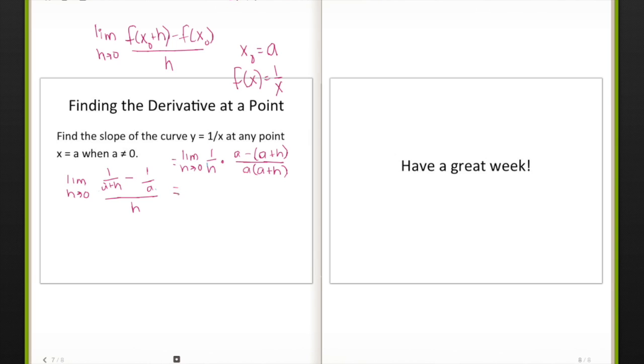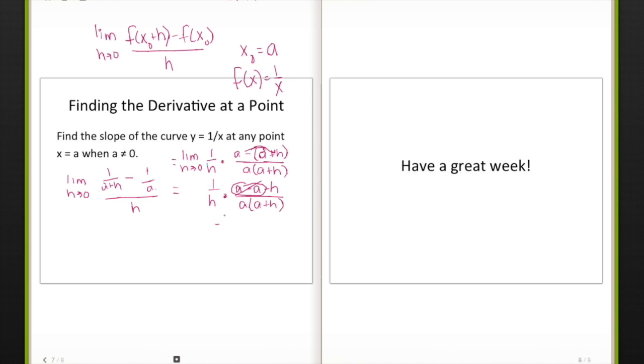Now we're going to start trying to simplify this further and get to a place where we'll be able to plug in that h approaches 0. First, we need to distribute that negative sign. The first fraction does not change. We have a minus h over a times a plus h, and that's still multiplied by 1 over h.